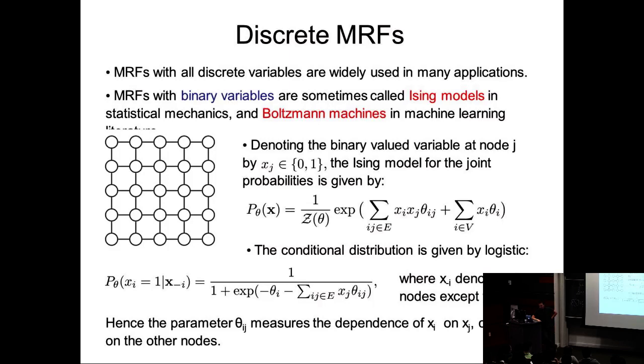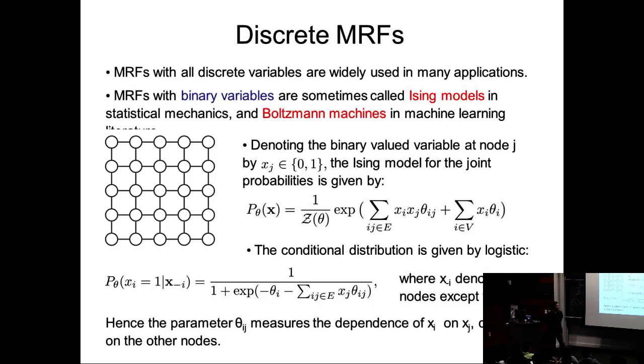And the conditional distribution is, if I want to say, what's the conditional probability of this random variable taking value 1, conditioned on the rest of the random variables. Obviously here the Markov blanket for this particular random variable, the one in the middle here, is going to be its neighbors, right? It's 4 neighbors, and it's going to be given by a logistic function. You can just derive it. It's very easy to derive it.